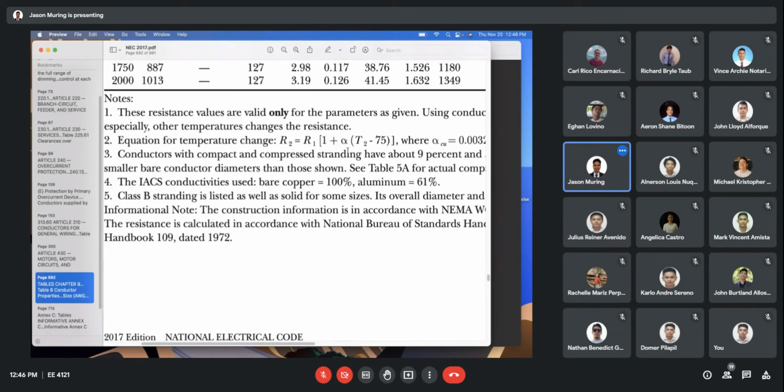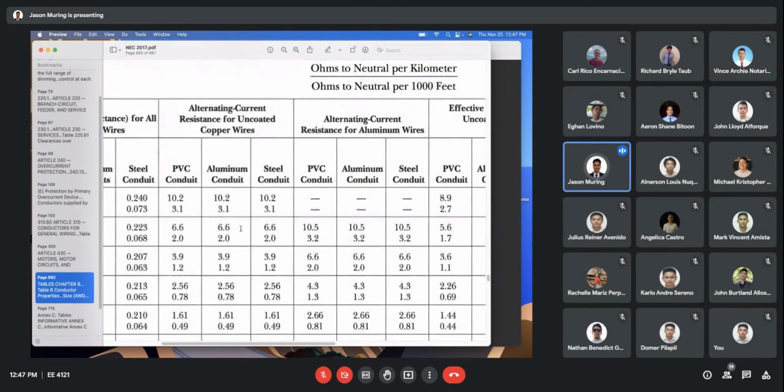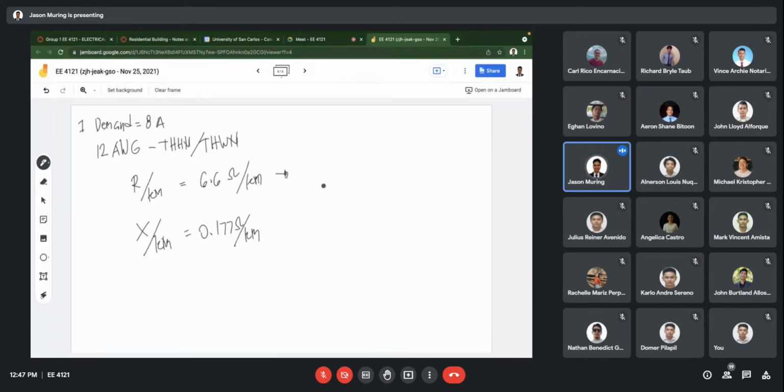So 90 minus 75, that's the temperature difference, times the factor 0.00323, plus 1, times this resistance, 6.6. Okay, so I have here 6.92 ohm per kilometer as the adjusted resistance at 90 degrees for THHN or THWN.